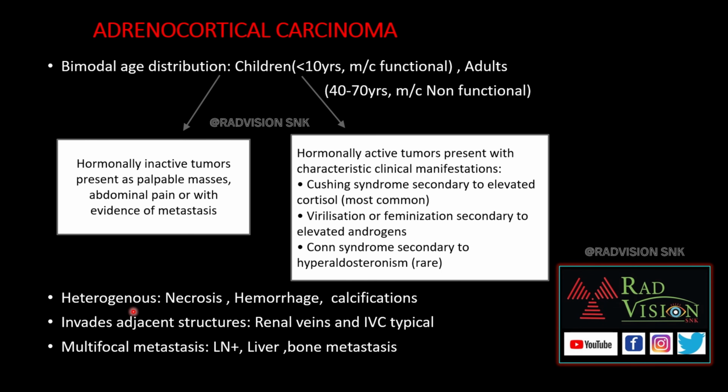heterogeneous appearance due to the presence of necrosis, hemorrhage, and calcifications. It has a propensity to invade the adjacent vascular structures such as renal veins and IVC. It shows multifocal metastasis to the lymph nodes, liver, and bone.